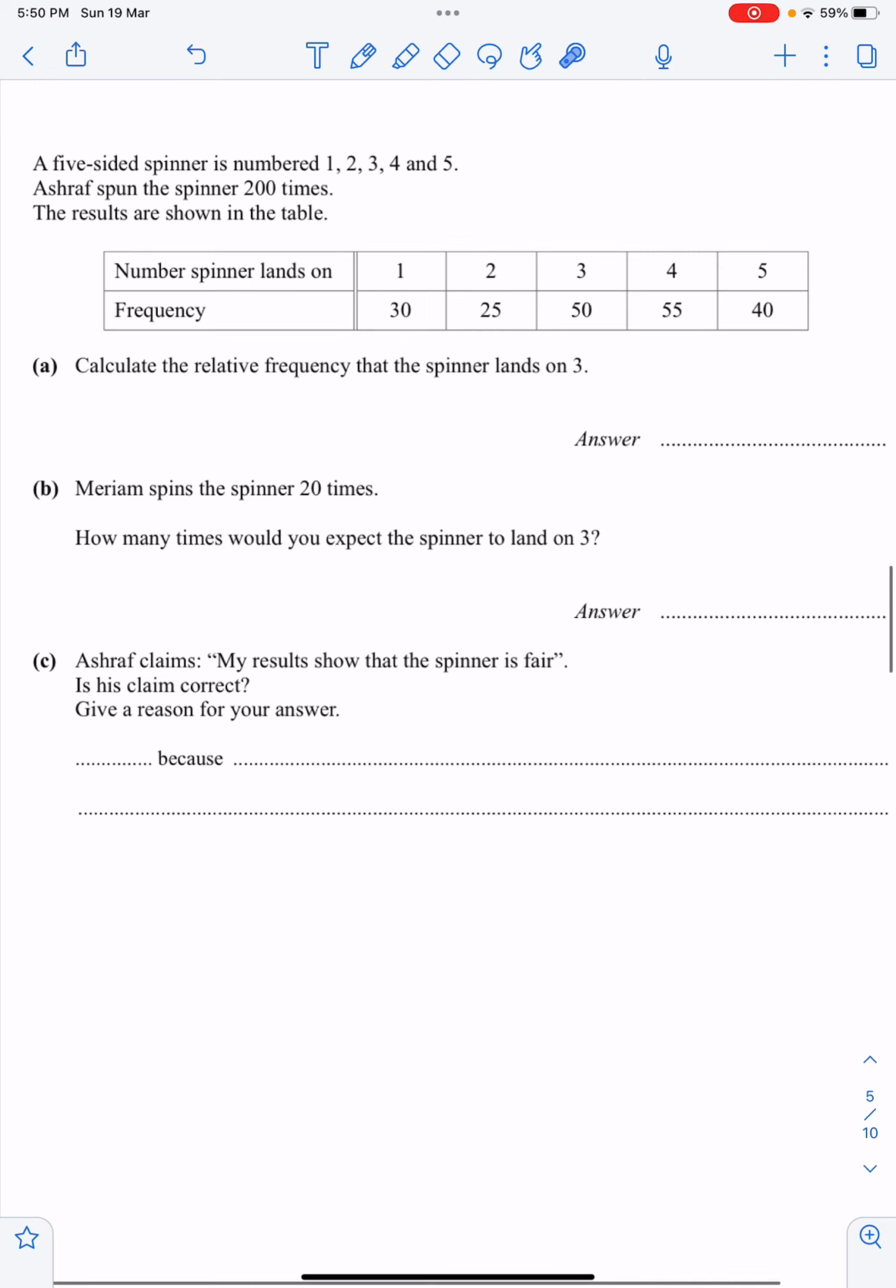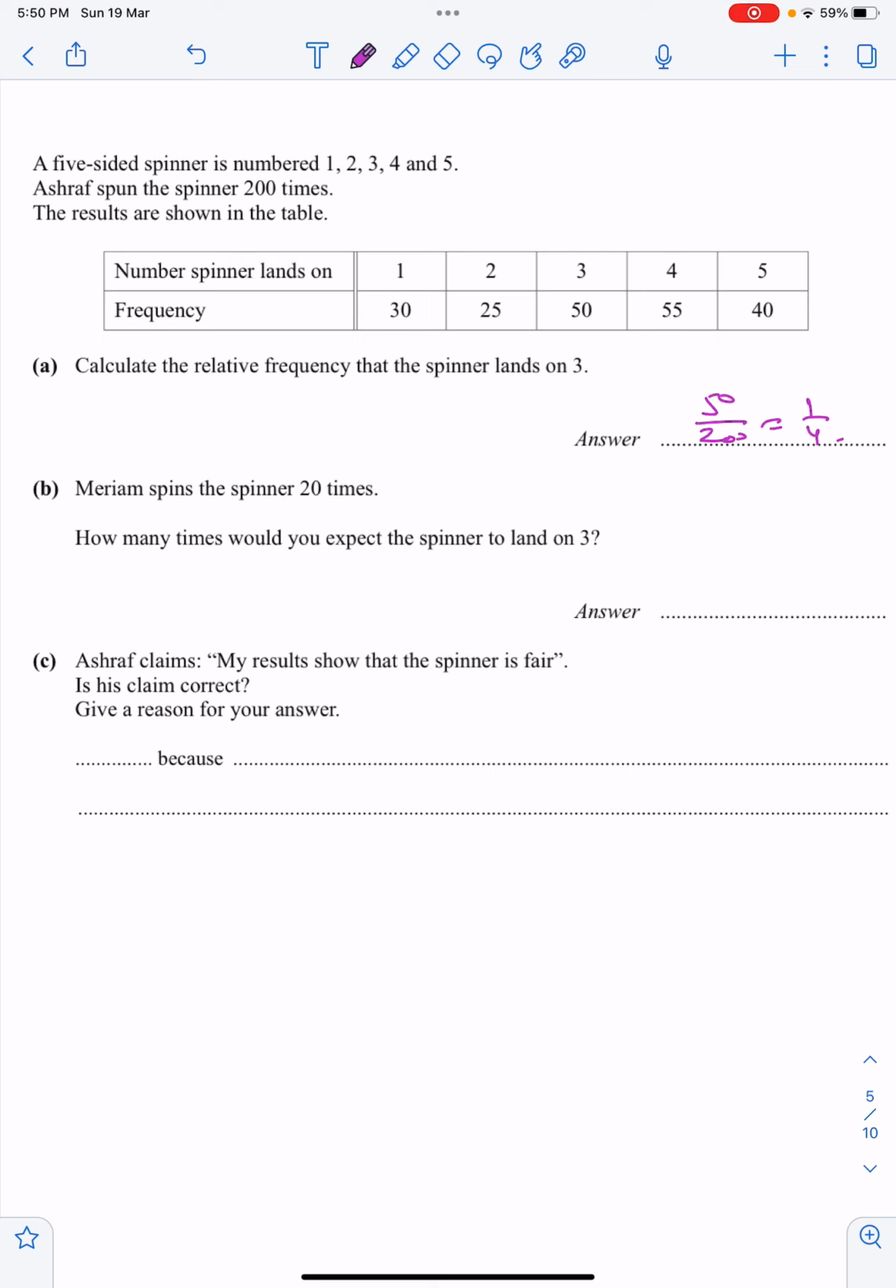Okay. A five-sided spinner is numbered 1, 2, 3, 4, and 5. Ashraf spun the spinner 200 times. The results are shown in the table. So the sum of all these is 200. Calculate the relative frequency that the spinner lands on 3. So the frequency is 50 divided by 200. So 50 upon 200 is going to be 1 upon 4.